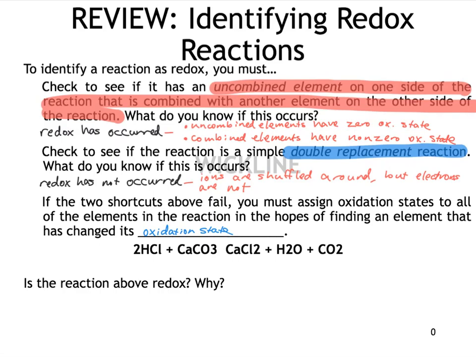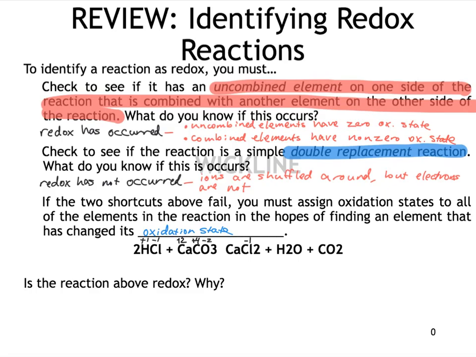Chlorine is a halogen in group 17, so that's always going to be -1. And the hydrogen in this case would have to be +1. Oxygen is -2, and that's -2 times 3 is -6, so this is the -6 right here. Calcium is going to be +2, and -6 plus 2 is -4. So this carbon must be +4.